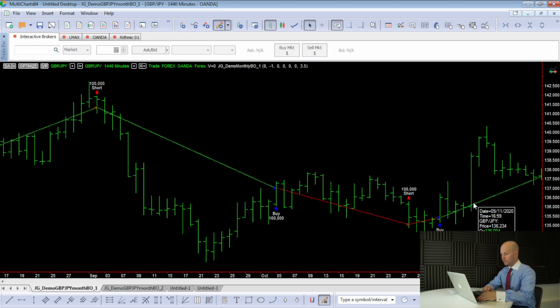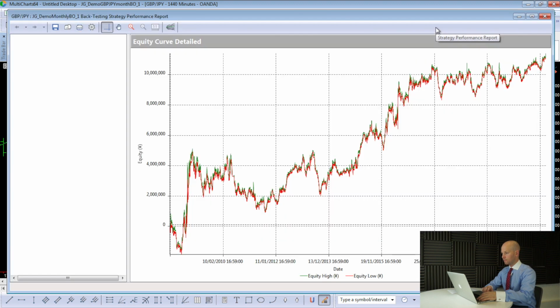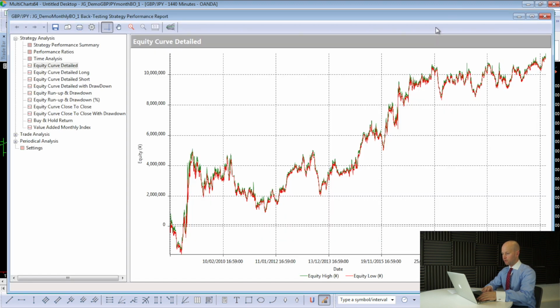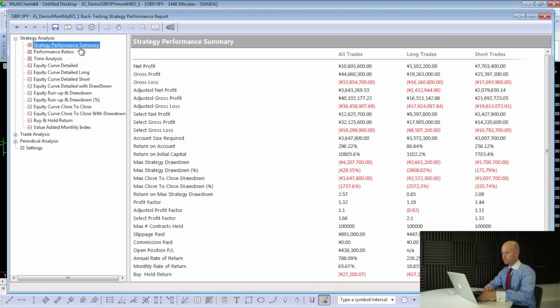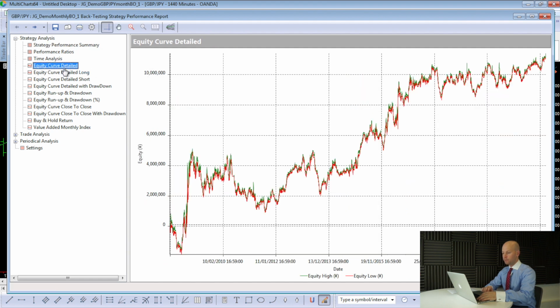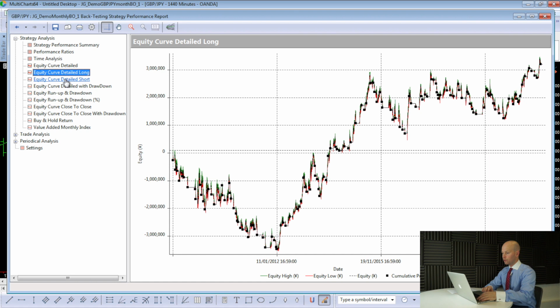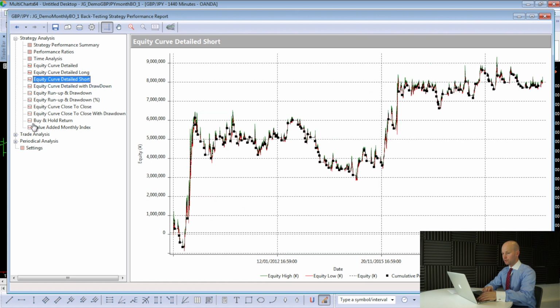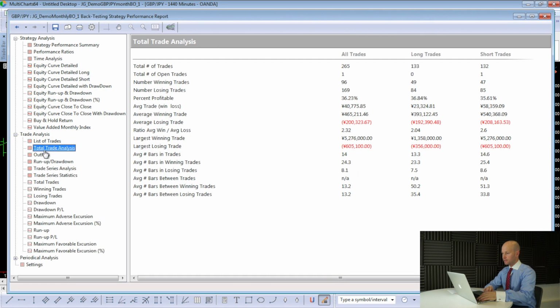So at the moment, this is the basic strategy, and I've just put in a 350 pip stop loss. And that's what the equity curve looks like across almost 14 years of data. We're making almost 11 million. You've seen the equity curve, the long, the short, and let's look at the total trade analysis. 265 trades, not very accurate, typical trend following strategy. Average trade is quite large at 40,000 yen.